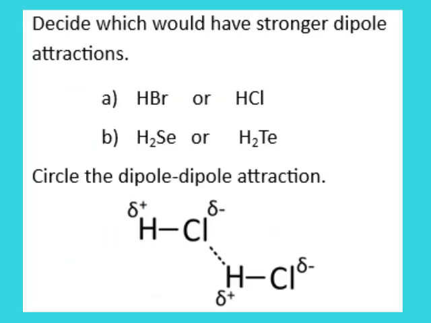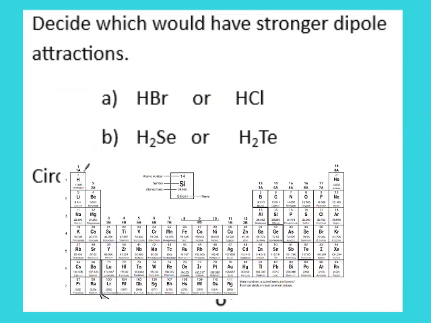So for HBr and HCl, they both have hydrogen. They're both polar because there's just one bond, and that bond is of different elements. So that electronegativity difference would be greater than 0.4. We have Br and Cl. We said we wanted the smaller atoms so the molecules can get closer together. So HCl is smaller than HBr, so we would expect it to have a stronger dipole attraction.